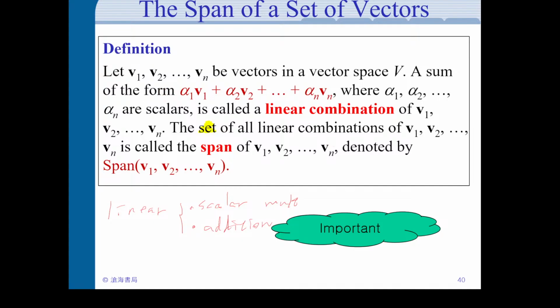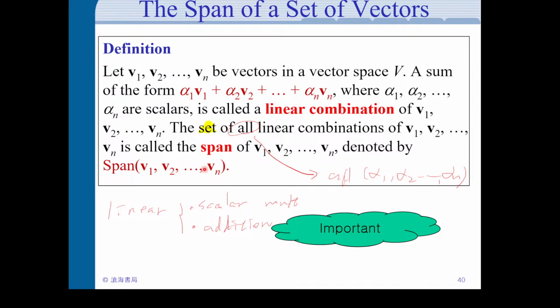So I guess I can write a little more. So "all" here means all alpha 1, alpha 2 to alpha n. Okay. So you go through all possible alpha 1 to alpha n, and collect them together, and you get a set, and the last set is called a span.